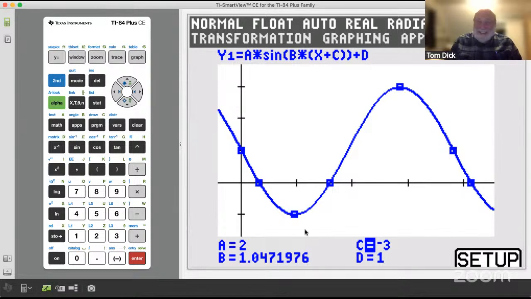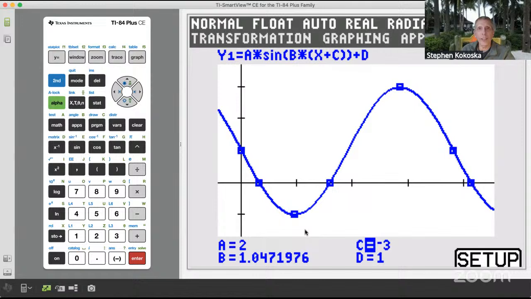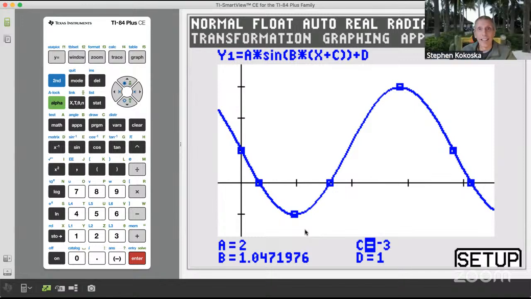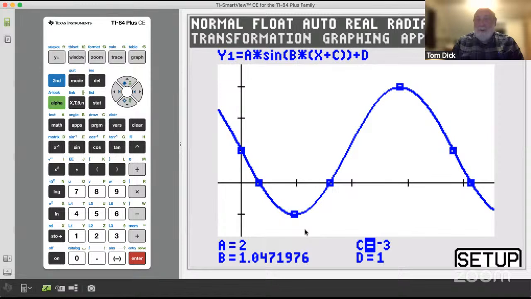Kind of a cool exercise then: give students a graph with a set of points, and use this transformation app to fit a sine or a cosine function to those points. That's kind of neat. And we discovered that there may be several ways to do that. Great. Good exercise.